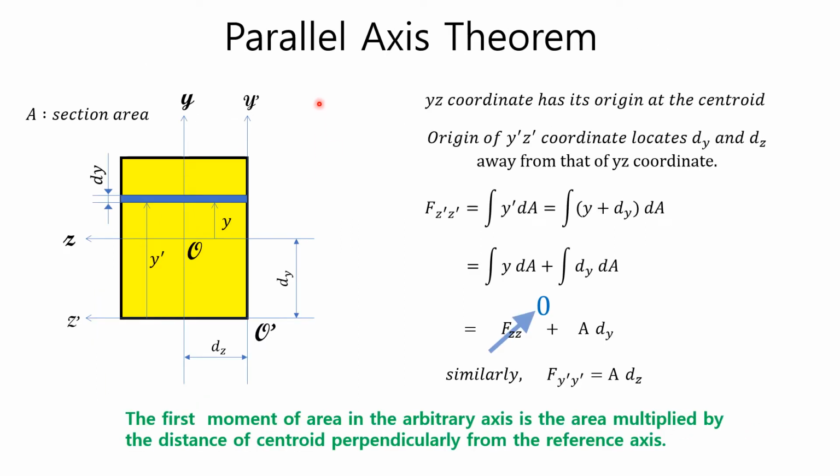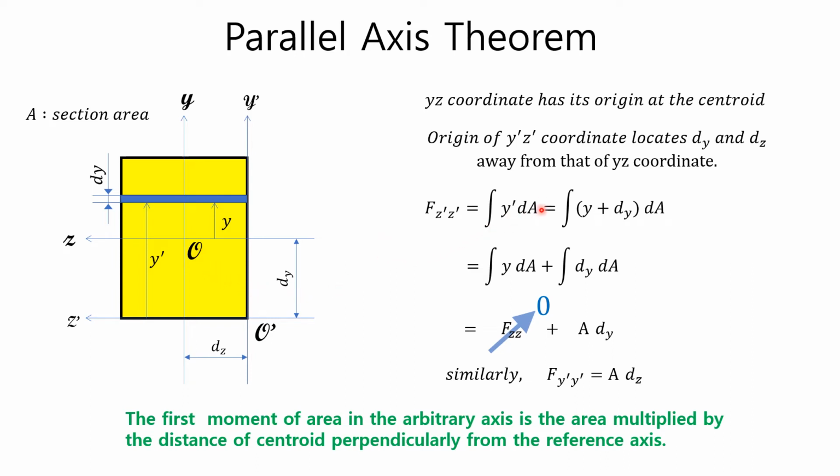I will show the derivation of the parallel axis theorem. Here we have two coordinate systems, yz and yz prime coordinates. They are parallel to each other. The yz coordinate has its origin at the centroid of a rectangle. On the other hand, the origin of the yz prime coordinate locates dy and dz away from that of the yz coordinate.